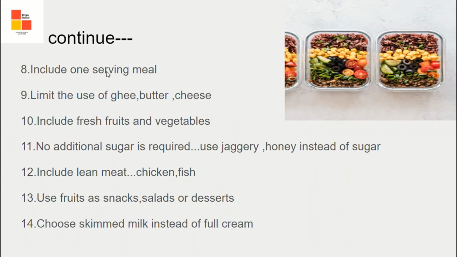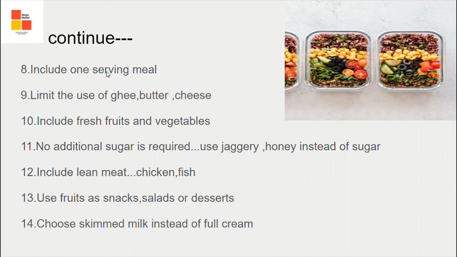Include one serving as a meal. Limit the use of ghee, butter and cheese. Only 10 to 15% of energy in a meal should come from butter or ghee. Include fresh fruits and vegetables, which are rich in vitamins. No additional sugar should be required. Instead of sugar, we can use jaggery and honey, which are rich in iron.